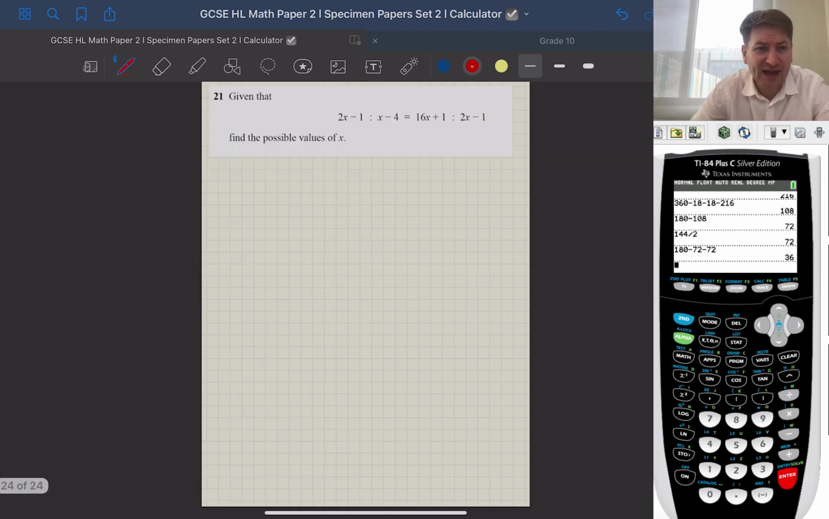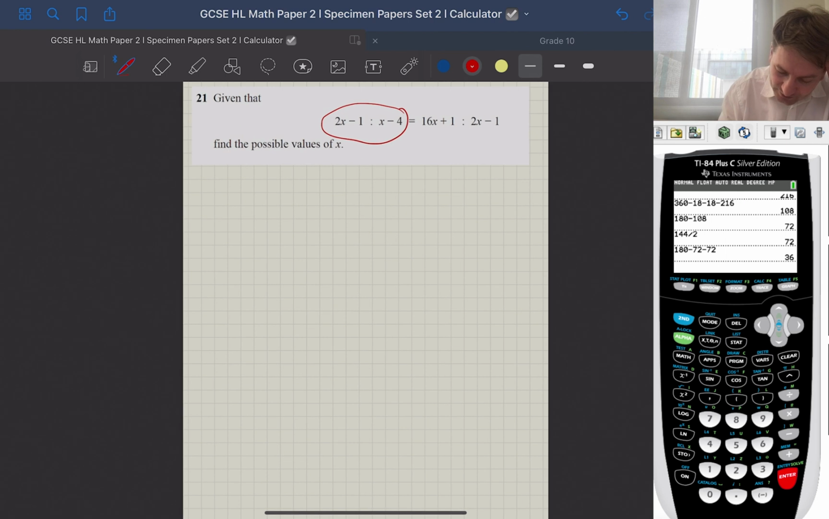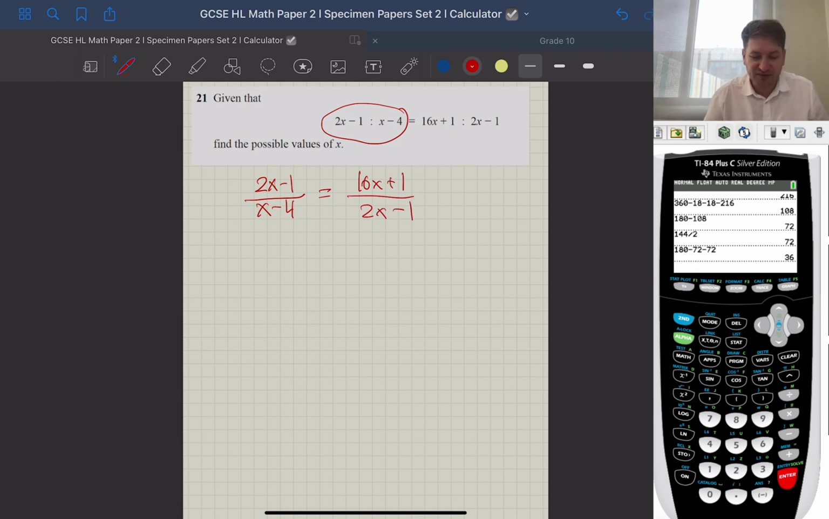And the last one is here, which has some sort of ratio. It looks very scary, but you have to remember one thing. Ratio, if you check out the actual meaning and where the word comes from, well, it's fractions. So we're dealing here with fractions. I can write this as (2x minus 1) over (2x minus 4) is equal to (16x plus 1) over (2x minus 1). So we are dealing with just that.